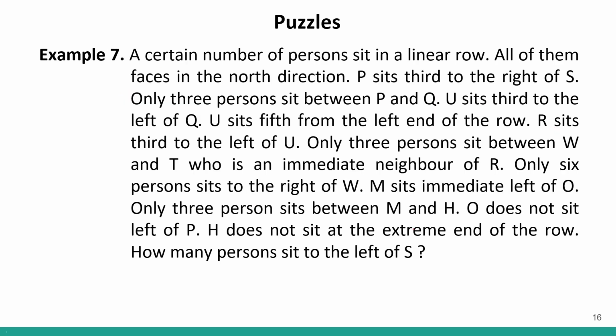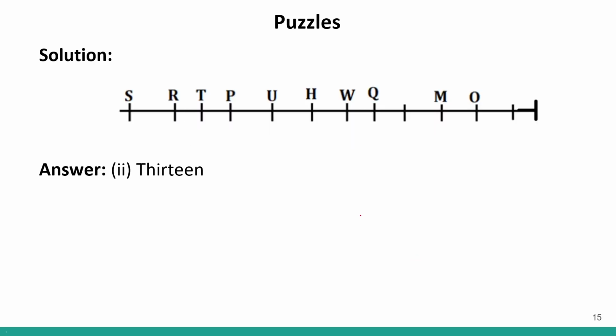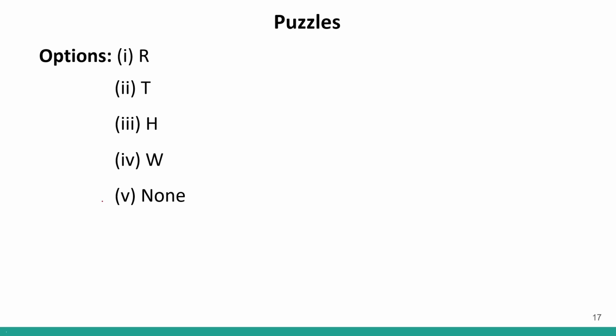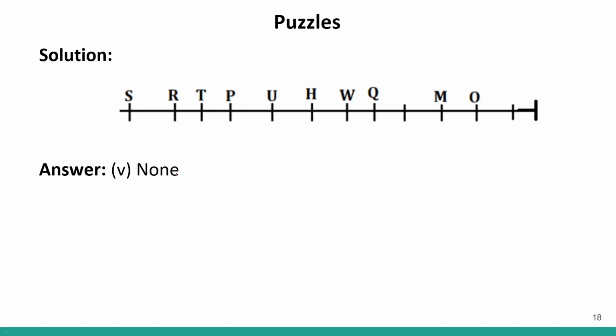Based on this arrangement, we have one more question. The question says, how many persons sit to the left of S? So if I come to the diagram, S is over here, S is at the left end, and this is the right end. So how many people sit to the left of S? None. Nobody sits to the left of S. So if I look at the options, I have option number 5, none. This will be my answer. Okay? Option number 5, none, because nobody sits to the left of S.